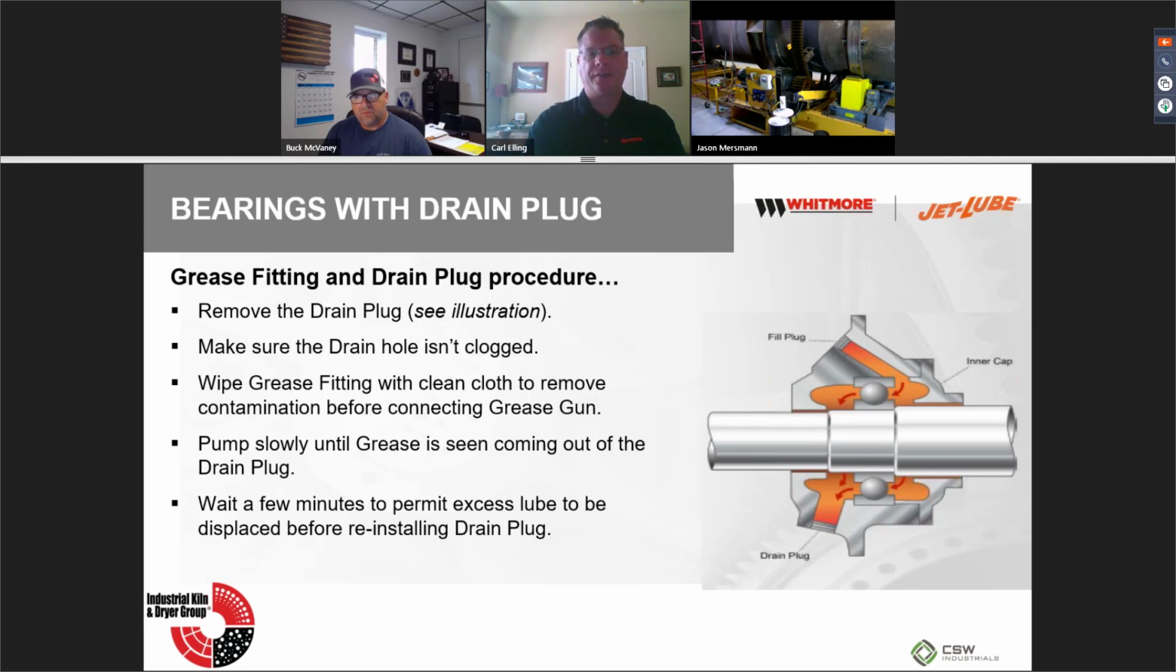Wipe your grease fitting clean on the fill plug before you hook up your grease gun.